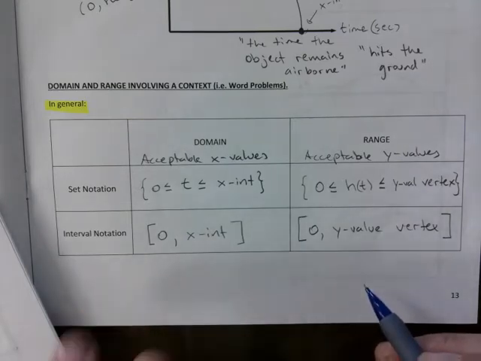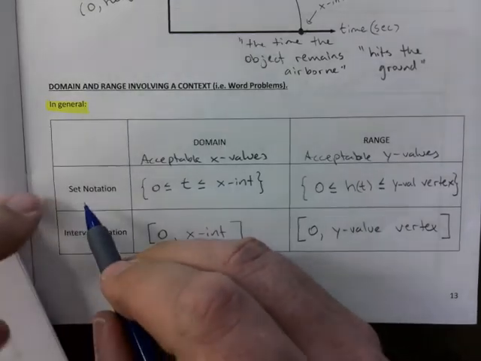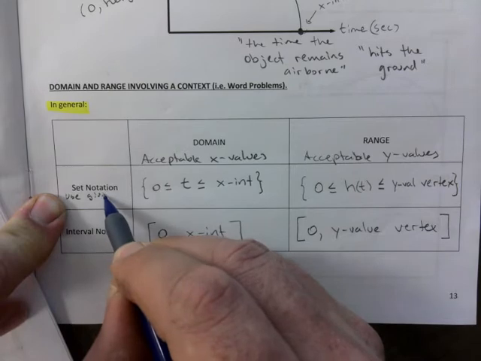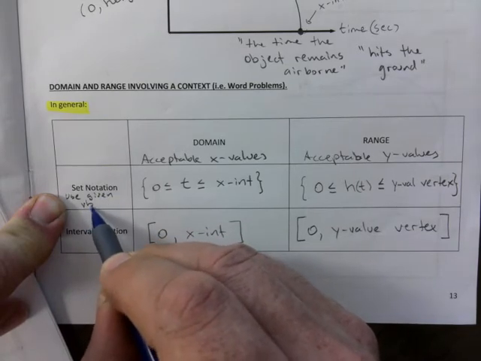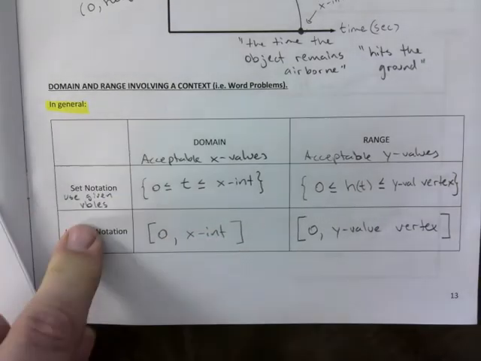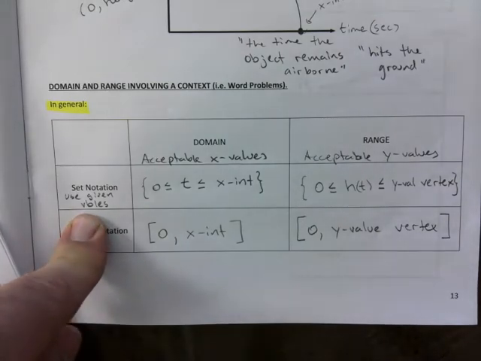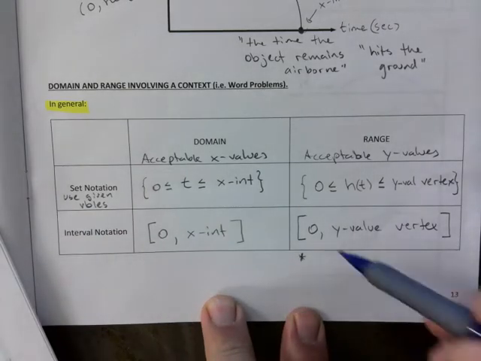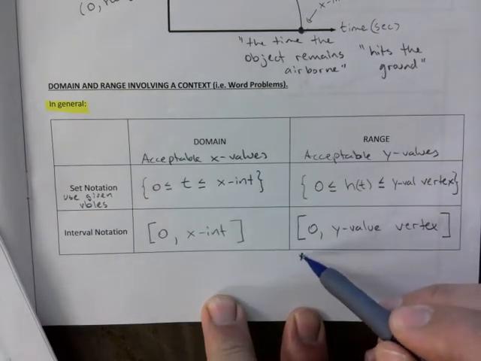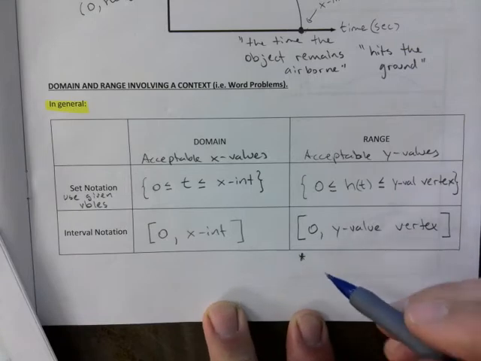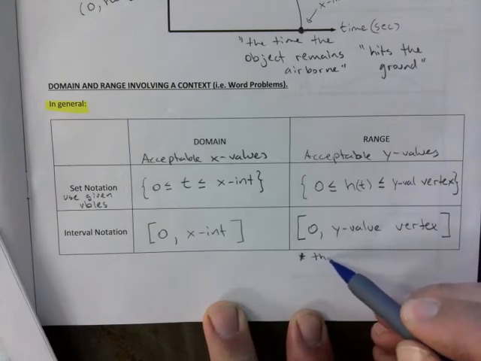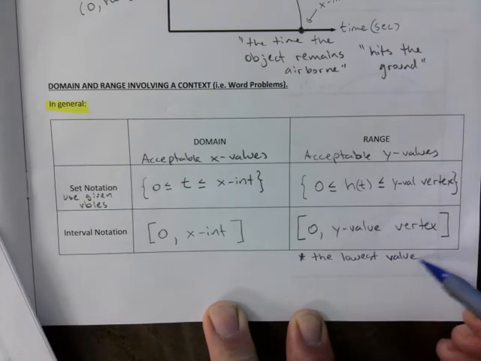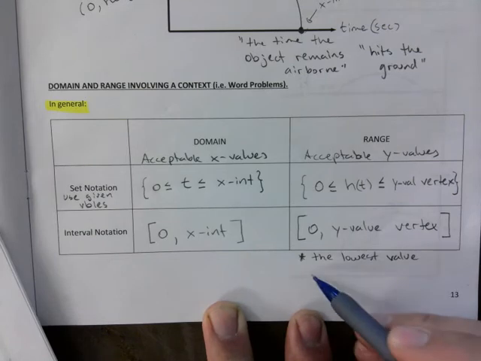I must say this. Under set notation, use given variables. You can handle that, right? I'm shortening variables. And then I put a little star here. The lowest value, okay, may be negative.